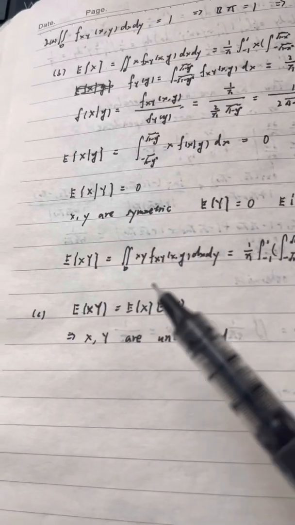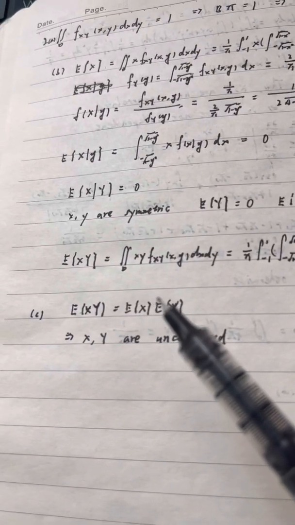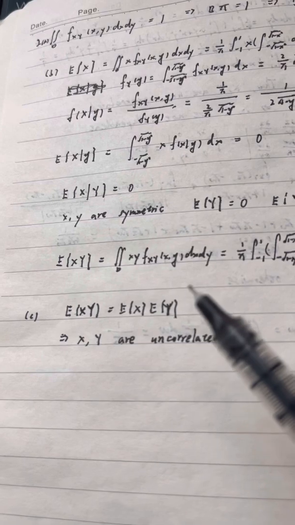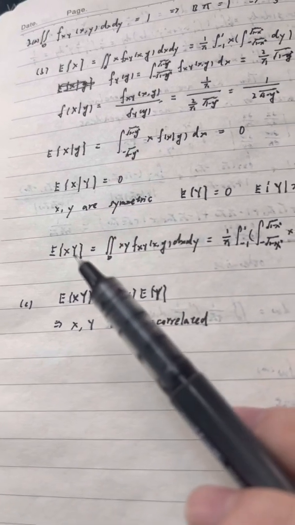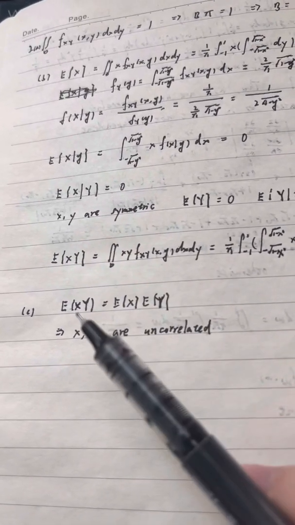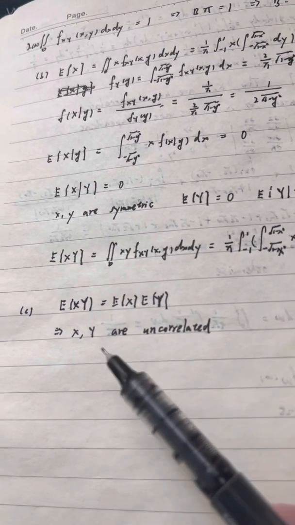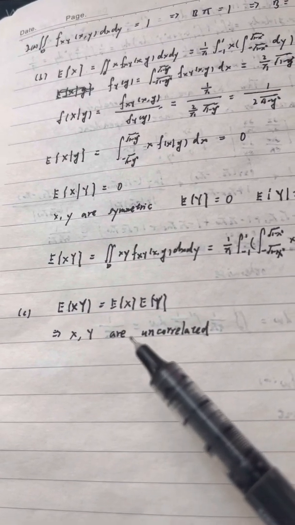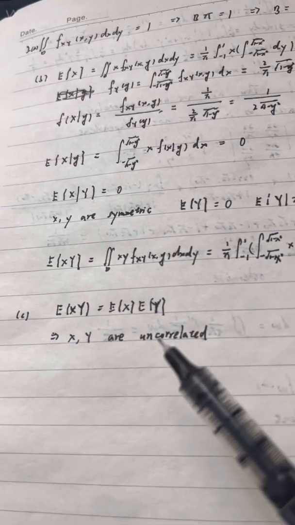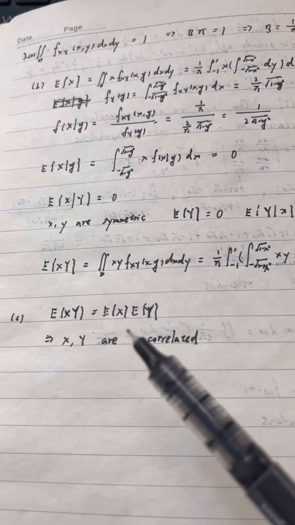For subproblem C, it tells us to prove or disprove whether x and y are uncorrelated. Based on the result of B, we have E[XY] equals E[X]E[Y]. Actually, all of them are 0, so we know x and y are uncorrelated. So that's all for the subproblem. That's all for question 2.